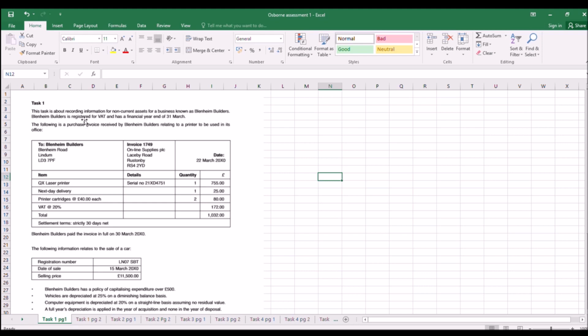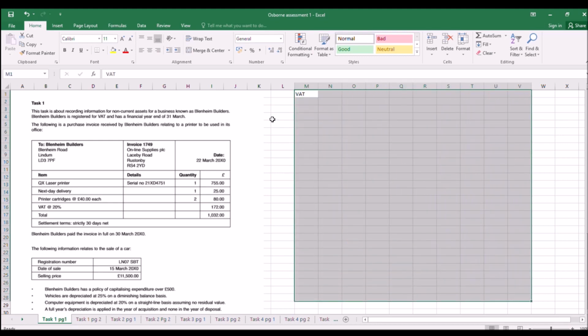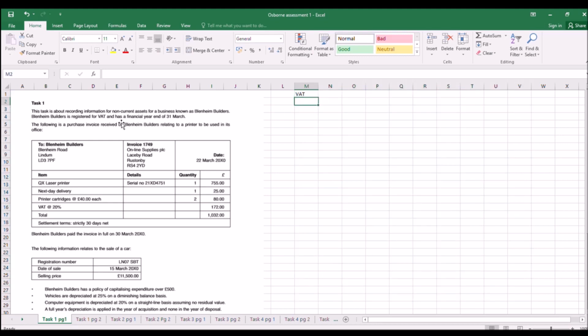Known as Blending Builders, registered for VAT. So we've got some VAT going on. And here I'm going to put my notes. What I'm going to do on the right hand side here is what my piece of paper would look like really. Registered for VAT, financial year end the 31st of March. So let's go April. Let's put a nice little timeline in just in case we have some kind of monthly depreciation going on. March.